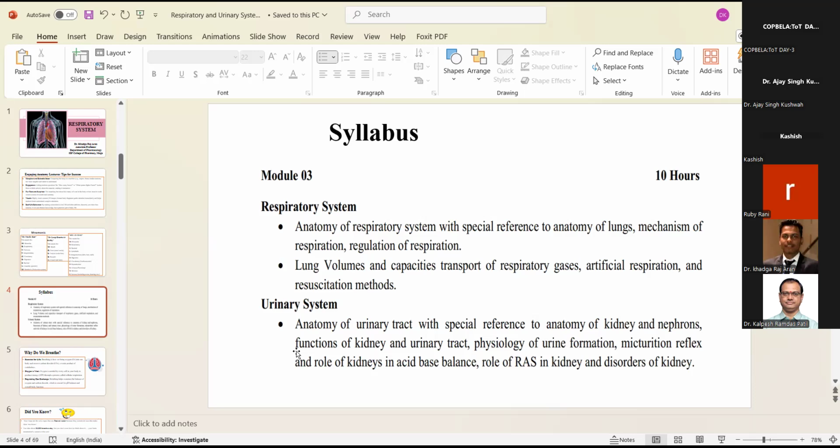Sir, is the slide visible? Yes, sir. Hello. Visible, visible.